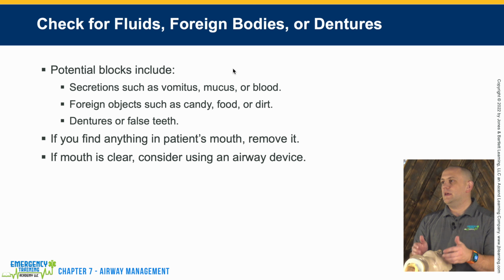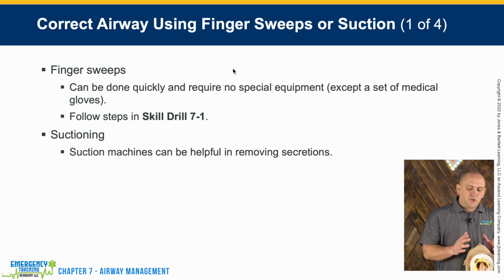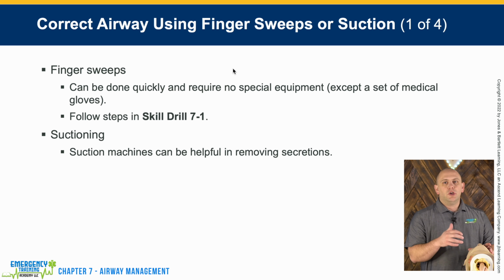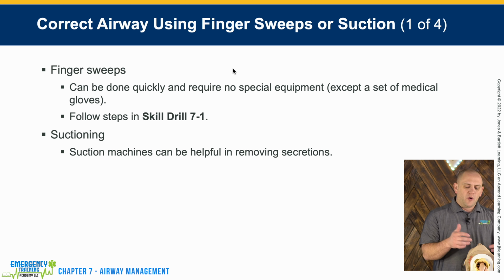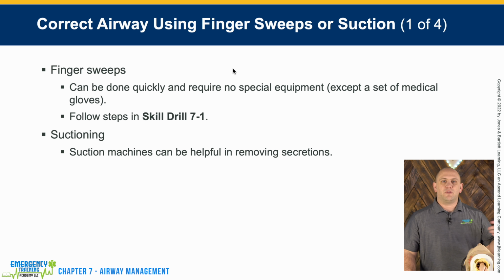If you see something and you can actually look in and see it, then go ahead. If the mouth is clear, then we're going to start considering using adjuncts. If you do look into their mouth and you see something, these really need to be only if there's something you can see. There is special equipment that we have once you call and an ALS ambulance has been dispatched to your location, and they'll be able to get things out of the airway that are deeper. But we can also use suction to help get rid of secretions, blood, or more liquid.